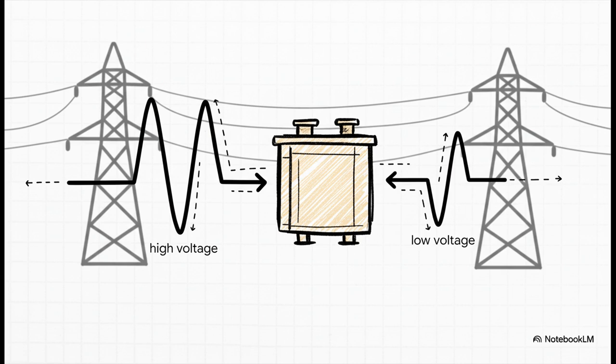Okay, before we dive deep into the code, let's do a super quick refresher on what we're even talking about. A transformer's main job is to take alternating current, AC voltage, and either boost it up to a higher level or step it down to a lower one. It's one of the most fundamental pieces of our entire electrical grid.